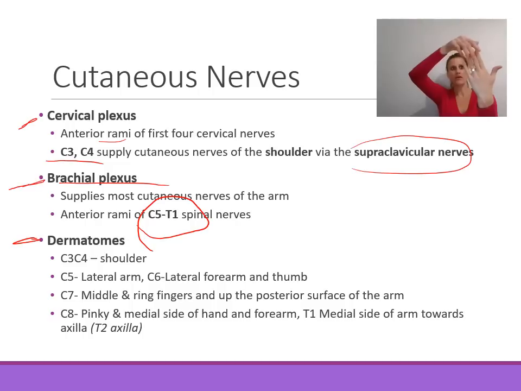Then the middle and ring fingers, and then going up a little bit up the back of the forearm is C7. Then C8 is the pinky, right? And then up the medial side of the hand and forearm. And then T1 is up the medial side of the arm, right? And T2 gets into the axilla. Again, kind of depends on which map we're looking at.